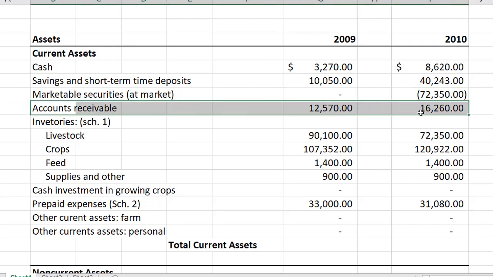Next item, accounts receivable. This is where the farmer has sold something to somebody, and the person has not paid the farmer yet.